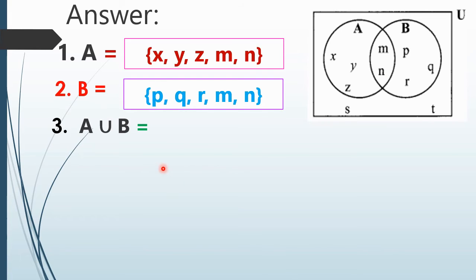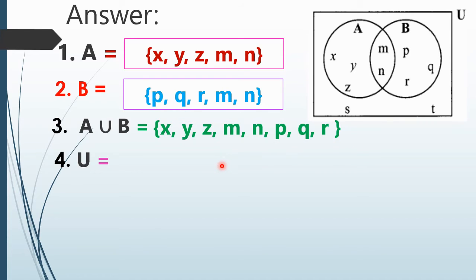Third one is A union B is equal to, so A union B is equal to X, Y, Z, M, N, P, Q, R in curly brackets. Fourth one is U is equal to, so U is equal to, in curly brackets means this whole set. So U is equal to X, Y, Z, M, N, P, Q, R, S, T in curly brackets.